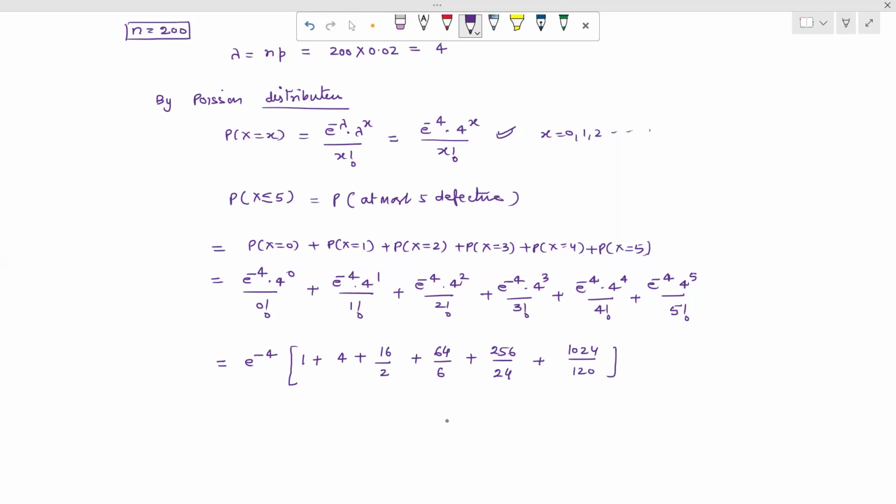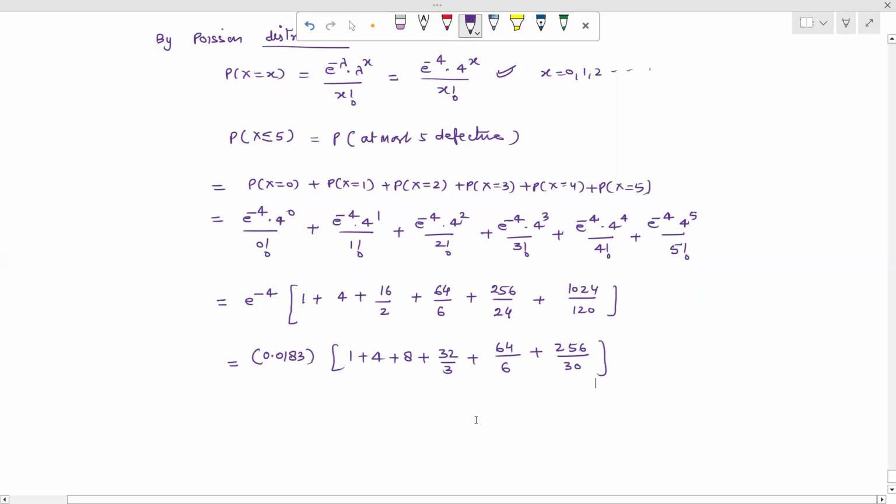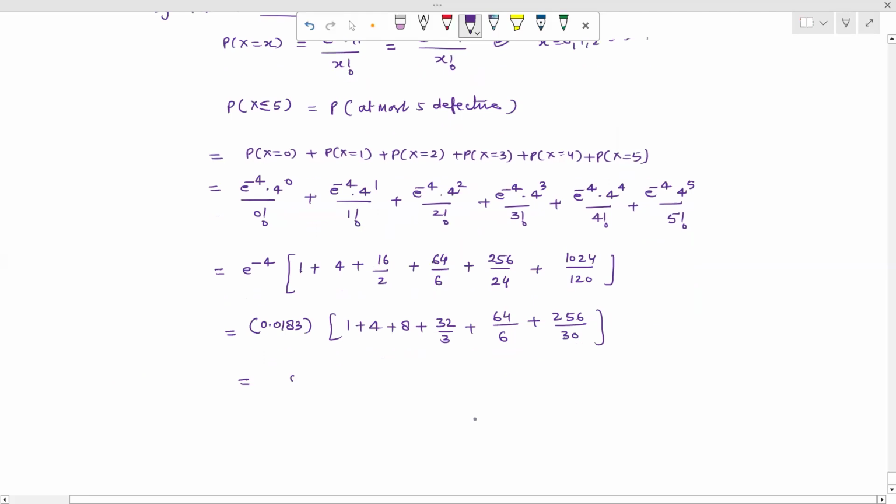So you can solve this. So e raised to the power minus 4 is already given. This is 0.0183 into 1 plus 4 plus 8 plus 32 upon 3 plus you can simplify this. 64 upon 6, so that means this is also 32 upon 3. And also you can simplify. Okay, you simplify this. So the answer will be approximately 0.785.